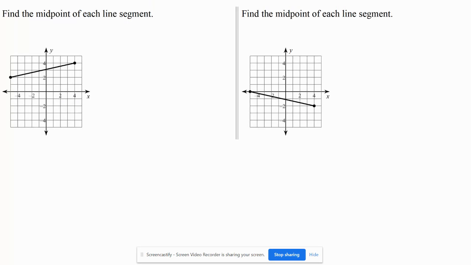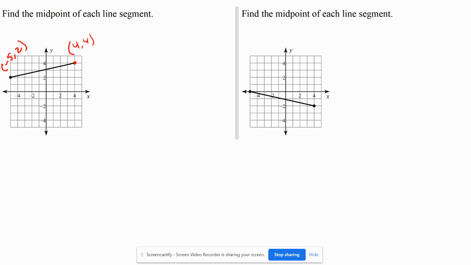Now, if I give you a graph, technically I'm giving you the endpoints. You can read the coordinates of the points from the graph. Look at one point. The coordinates of that point are 4, 4, right? The x value is 4, the y value is 4. Look at my other point. The coordinates of that point are negative 5, 2.